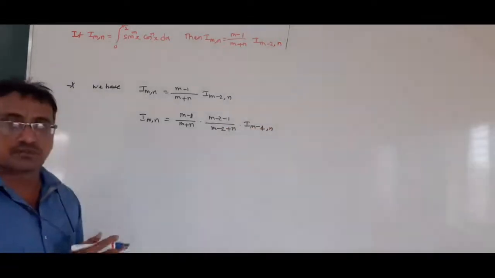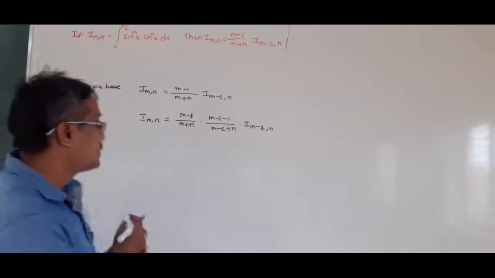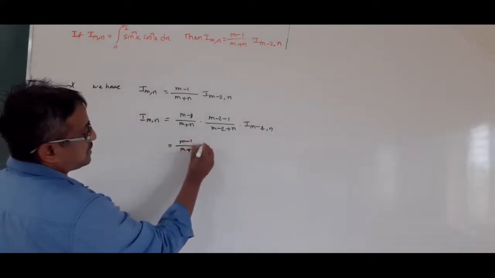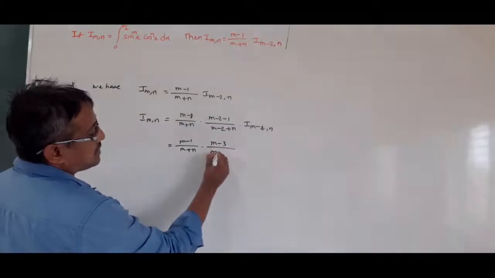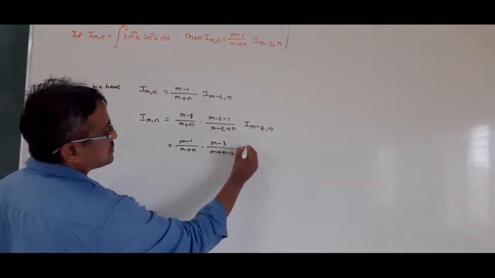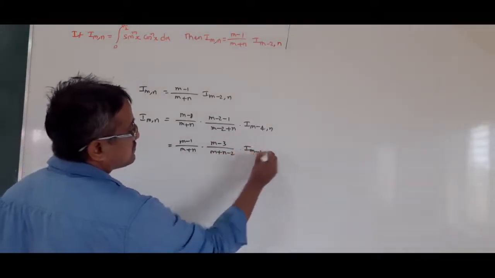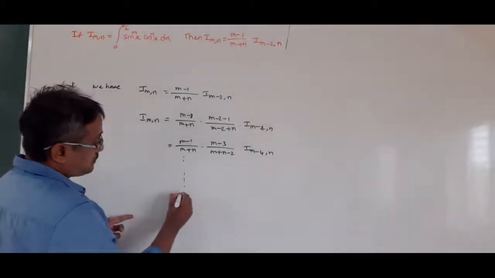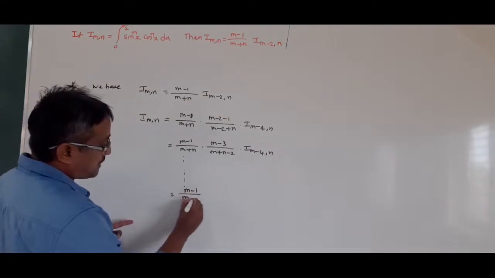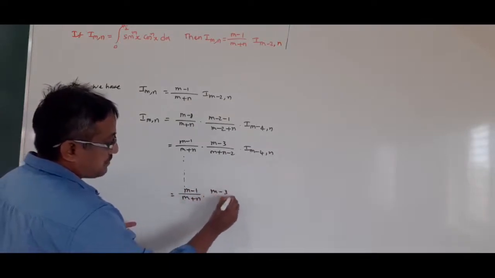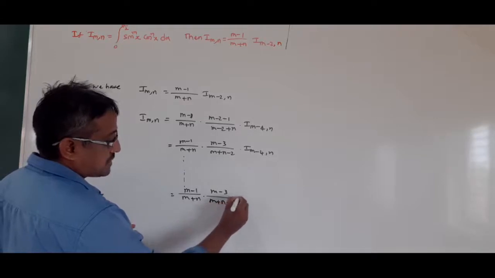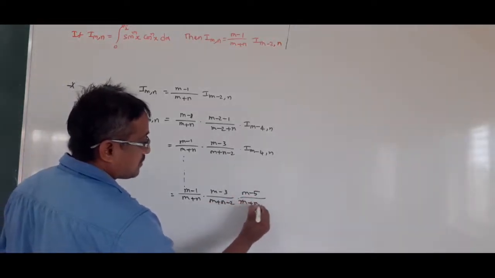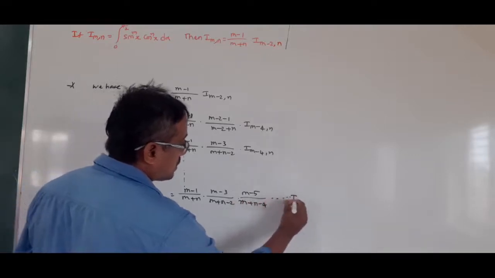In place of m you are writing m-2. So that will be (m-1)/(m+n), (m-3)/(m+n-2) into I(m-4,n). Now let us continue this reduction. So you will get (m-1)/(m+n), (m-3)/(m+n-2), (m-5)/(m+n-4) and so on.